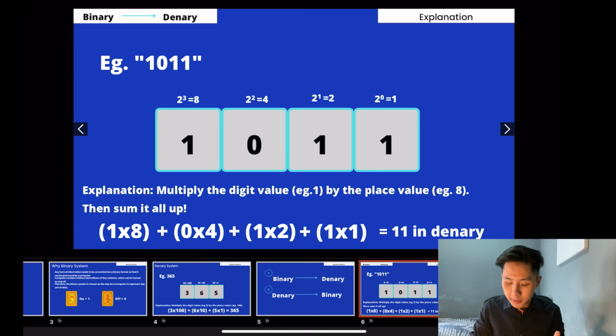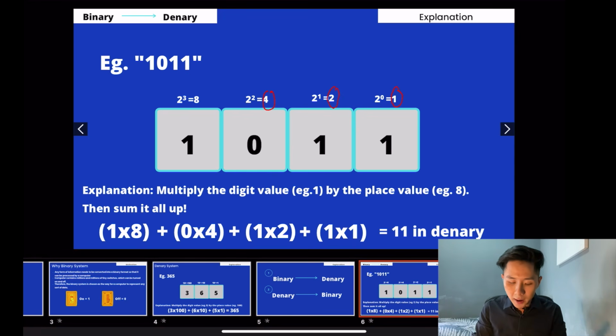The way we do this is just by multiplying the digit value with the place value. The thing that you have to take note of here is the place value of the first position, the second position, the third position, and so on and so forth. Each value is multiplied by 2 in order to reach the next value.